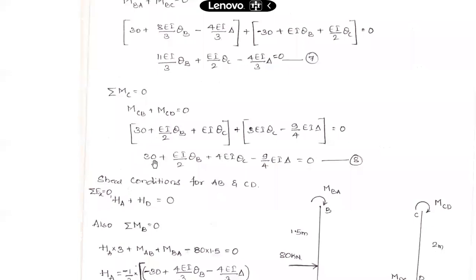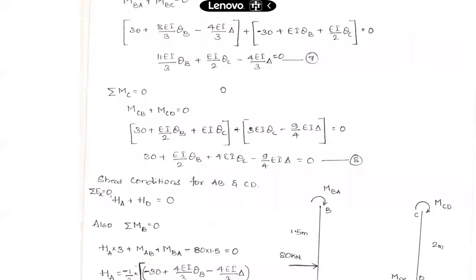When you do that, we get the equation 30 plus EI by 2 theta B plus 4 EI into theta C minus 9 by 4 EI delta is equal to 0. Let us say this is our equation number 8. Still we have 3 unknowns in this. So we obtained 2 equations from the condition of equilibrium, but we are not able to solve them because of the excess unknowns, theta B, theta C, and delta. 3 unknowns, 2 equations are not sufficient.